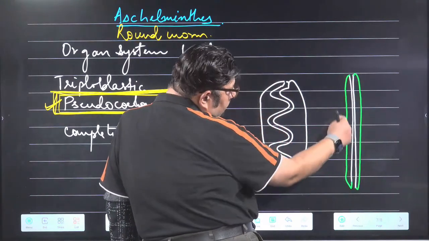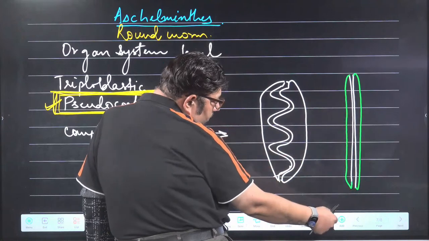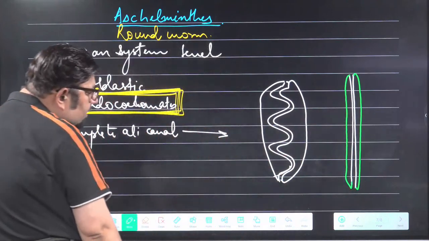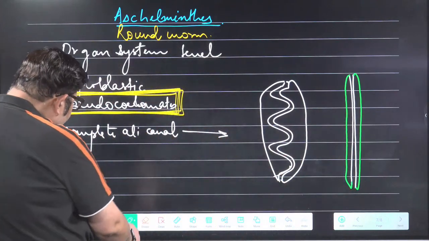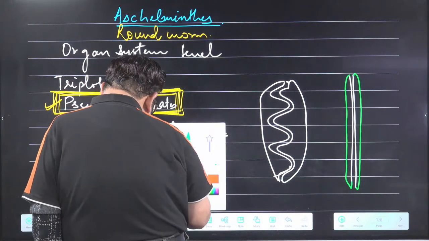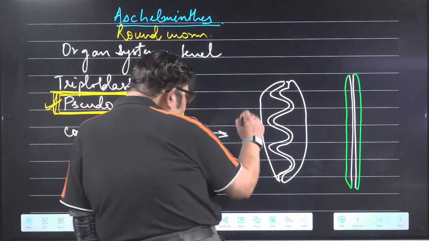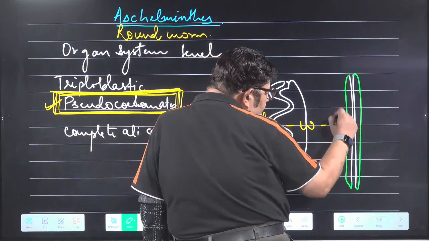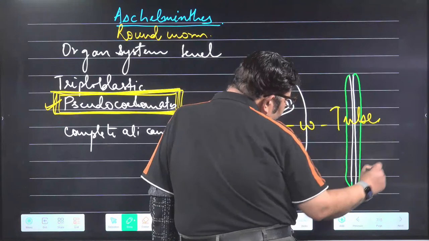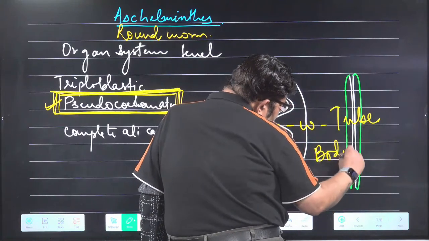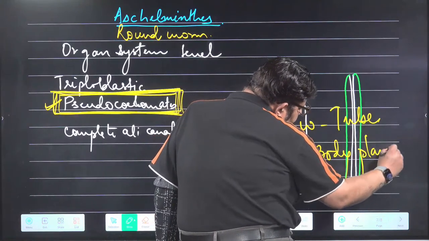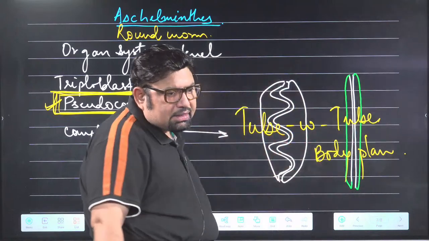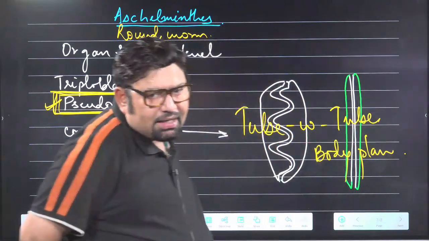Now, so there is an outer tube and there is an inner tube. First time, tube within a tube body plan. This type of body plan is known as tube within a tube. Okay. Meanwhile, let me see who can first answer the type of body plan in platyhelminths.